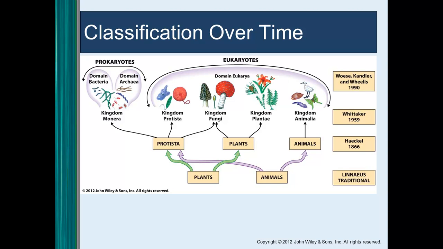Now, in this 3 domain system, the domain Eukarya contains all those kingdoms of eukaryotic organisms, the animals, the plants, the fungi, and the protists. And the traditional kingdom Monera has been divided into 2 domains, the domain Bacteria and the domain Archaea.